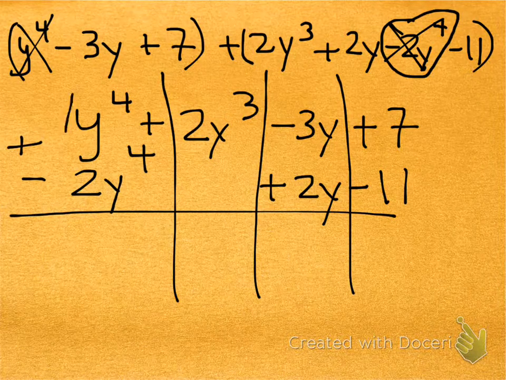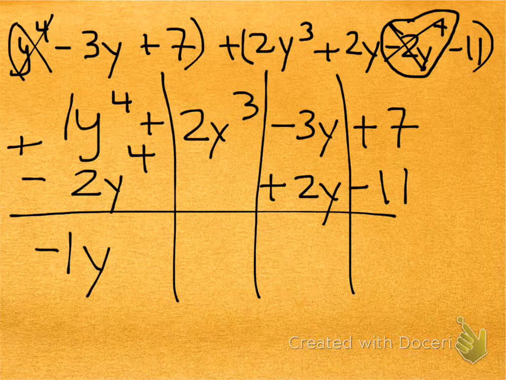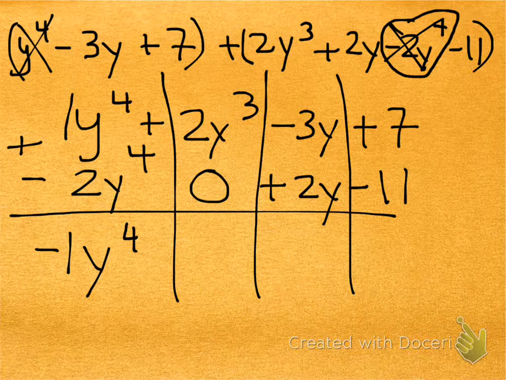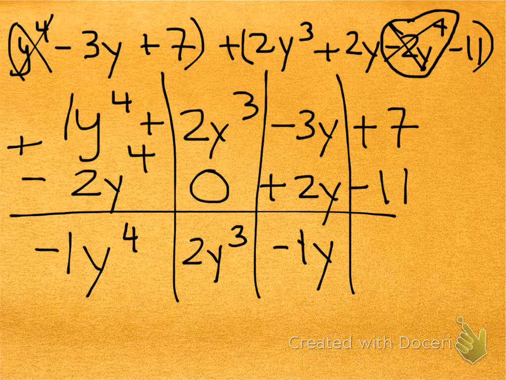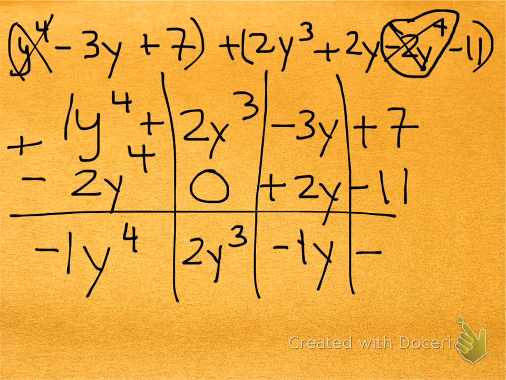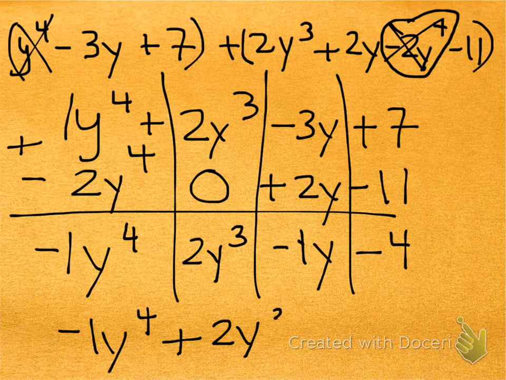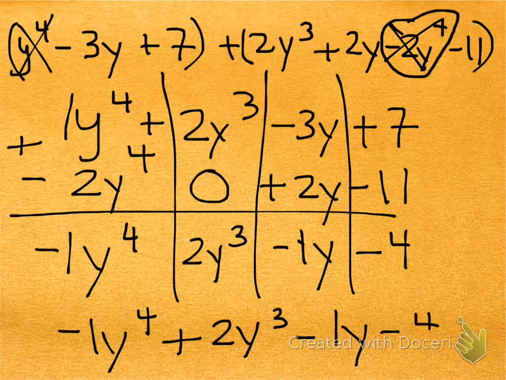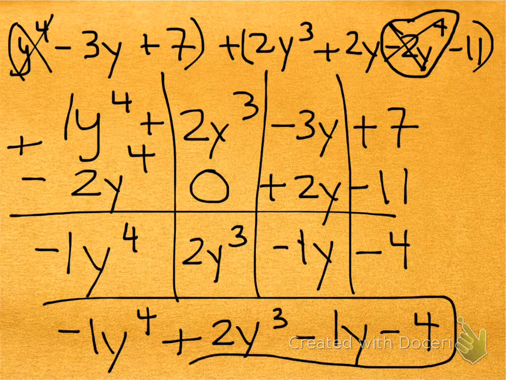So 1y to the fourth plus negative 2y to the fourth is negative 1y to the fourth. 2y cubed plus 0, because there's nothing there, is also just 2y cubed. And negative 3y plus 2y would be negative 1y. And 7 plus negative 11 would be negative 4. So I'm going to rewrite this. If it's a positive term, I separate it with a plus sign. If it's a negative term, I can keep it as a minus sign. So this is going to be my final answer.